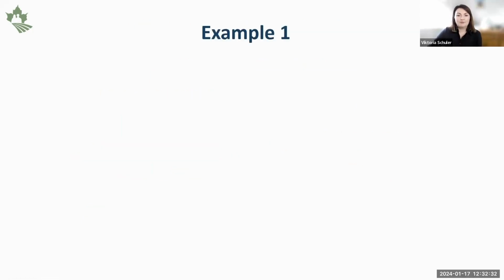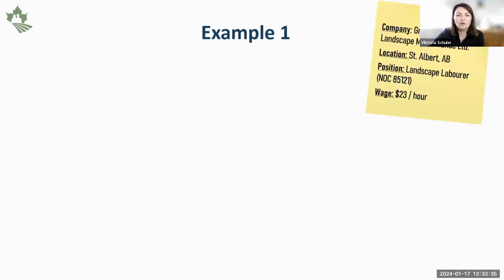And here is an example. So we are talking about Green Grass Residential Landscape Maintenance, a company located in St. Albert, Alberta. That's where my husband is from. And they would like to hire a landscape laborer to provide general landscape and lawn maintenance services for residential clients across the town. The starting wage is $23 per hour, depending on the experience. After running a job ad for a couple of weeks, no Canadians or permanent residents applied. So they are considering hiring a foreign worker from Mexico to work for a season between May and October.